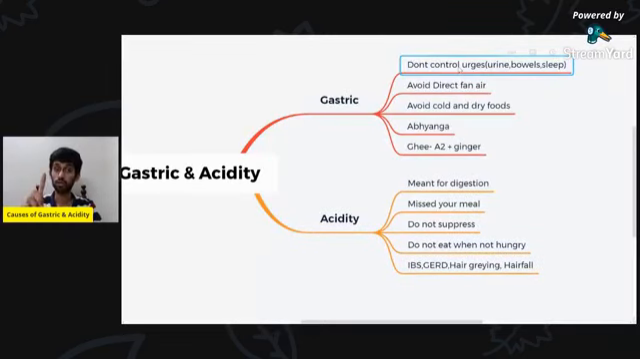If you control the urges, or if you take fan air directly, you sit right below the fan, or if you take too much cold and dry foods, then the vata component increases. What are the urges? Urine, bowels, and sleep. And what causes acidity? You miss your meal, or you suppress your hunger, or you eat when you're not hungry. Any of these three, if you do, the pitta increases automatically.